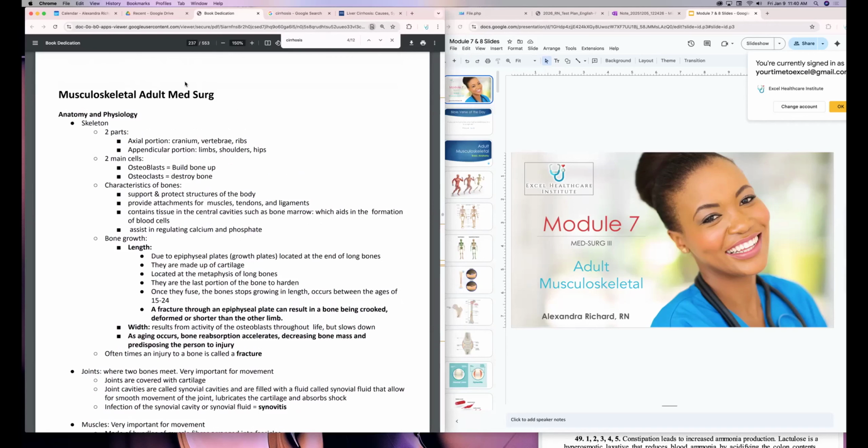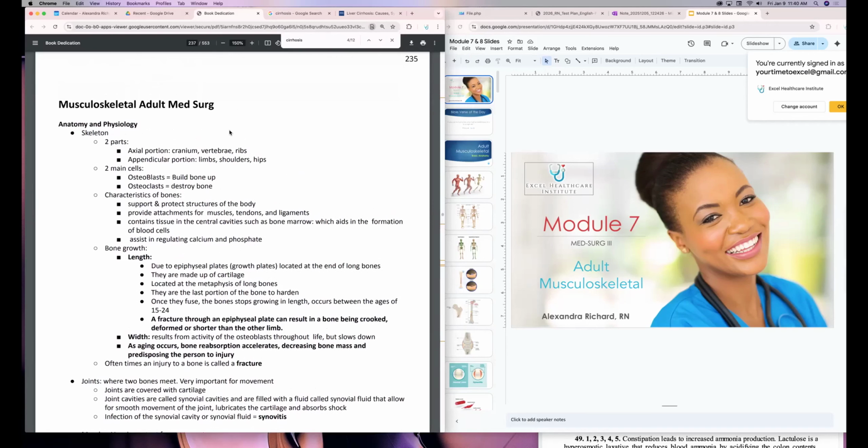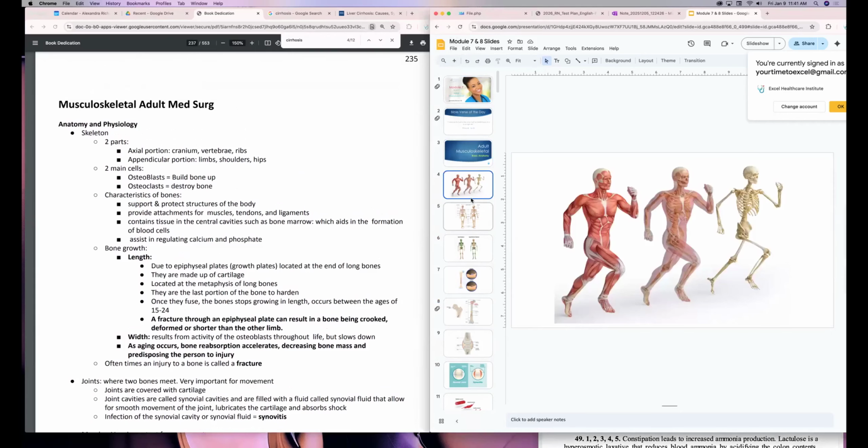All right, so we are on page 235. Musculoskeletal anatomy and physiology. Your skeleton has two main parts, but first, we're going to talk about musculoskeletal. It includes your muscular system and your skeletal system and how they work together.